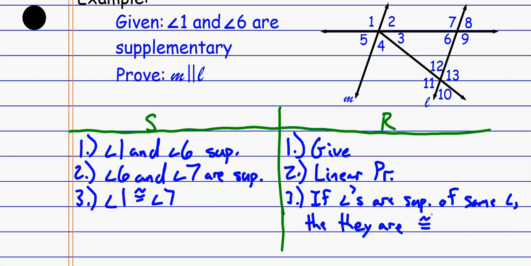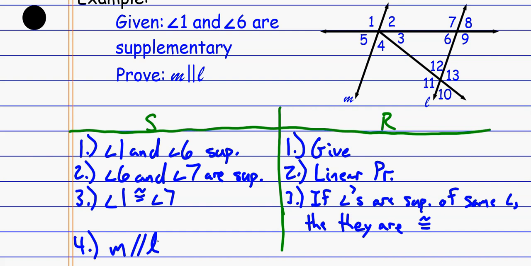But now, how does that help us? Look at angle 1, look at angle 7. They're congruent. All right, think about it for a second. What kind of angles are those? Those are corresponding angles. So I have two corresponding angles that are congruent. Can I say the lines are parallel? And the answer is yes. So M is parallel to L.